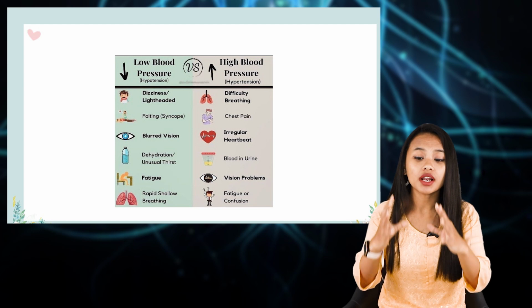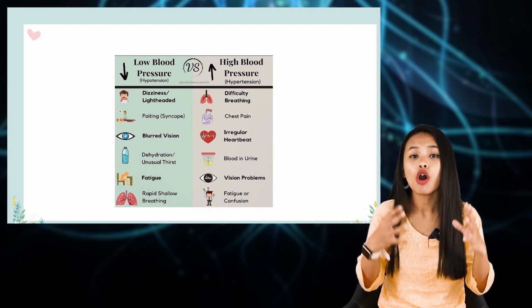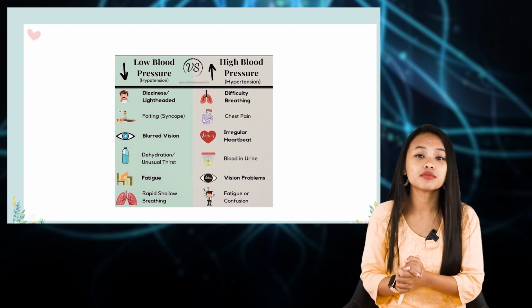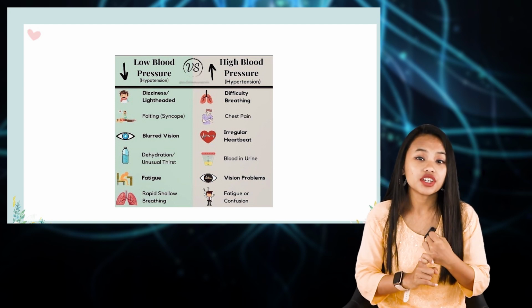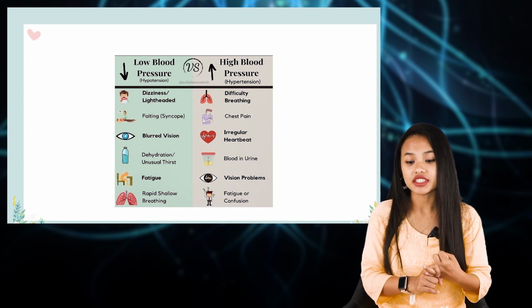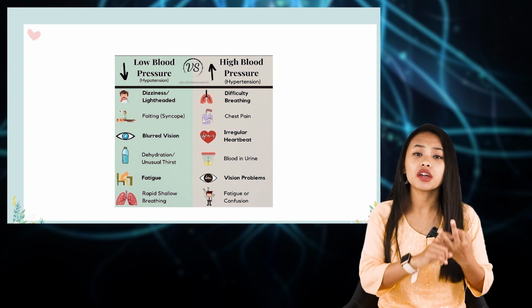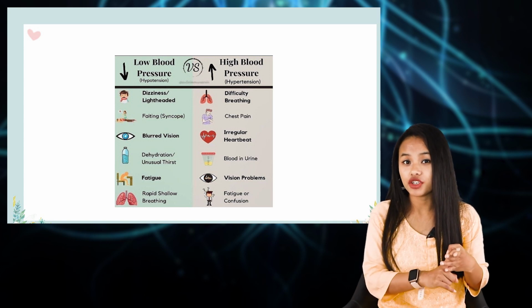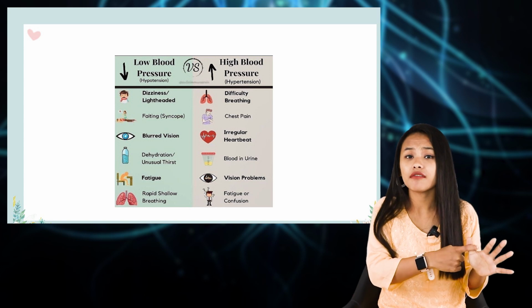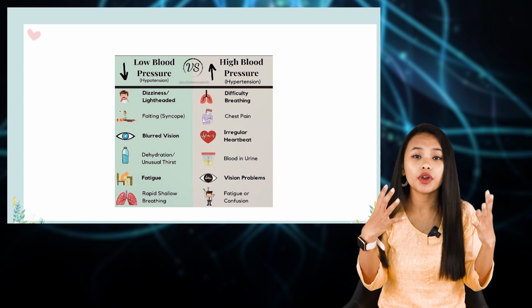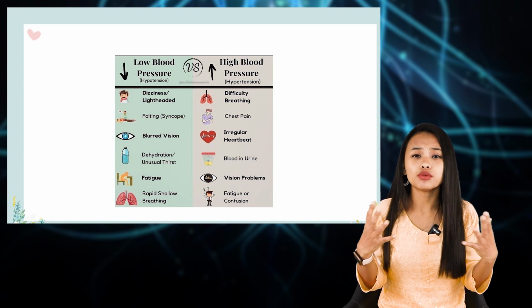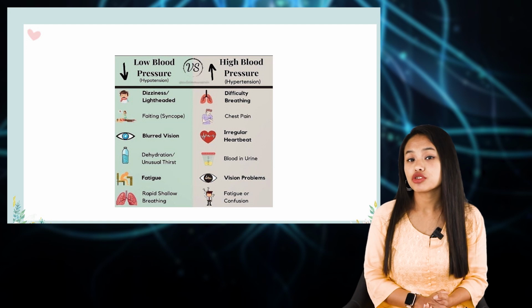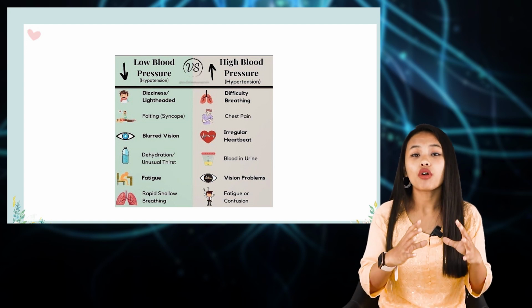However, if you encounter a client who is having a high blood pressure, or we can also say hypertension, then these are a few of the signs and symptoms you can see. That is difficulty in breathing, then this would lead to chest pain, and then there will also be irregularity in the heartbeat. There would be presence of blood in the urine, and also they may be having visual problems whereby they will not be able to see things clearly. And then there will also be presence of fatigue or confusion.